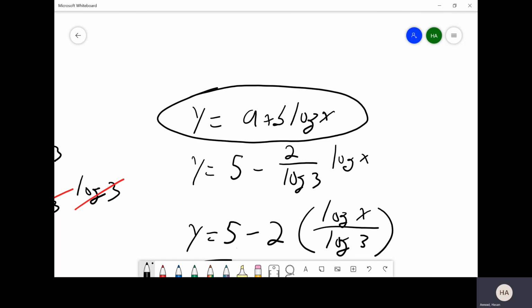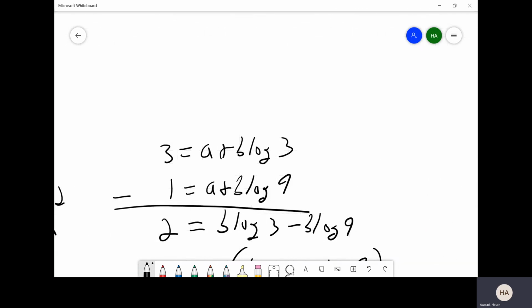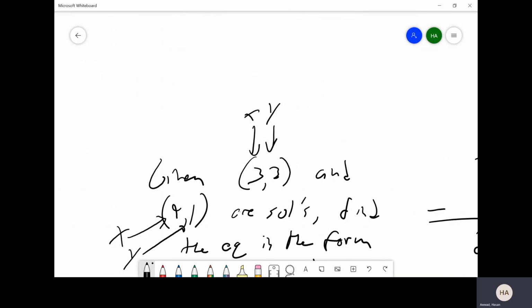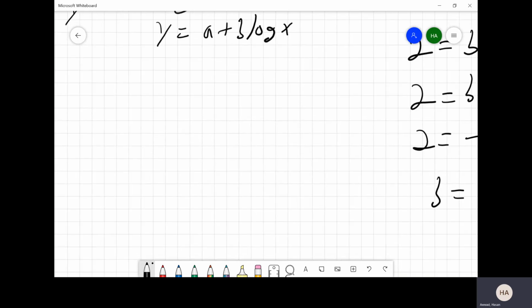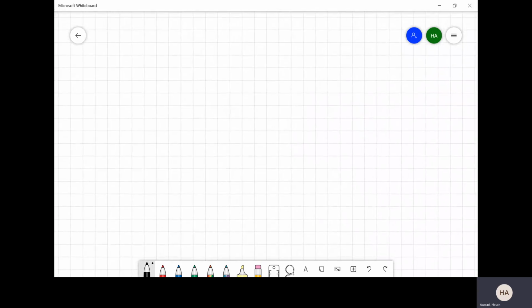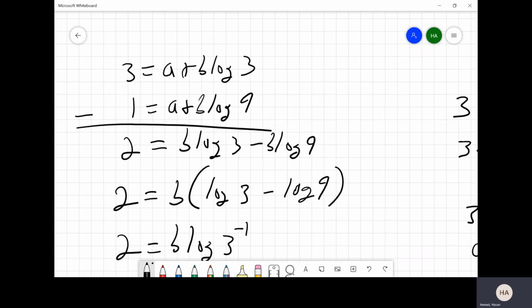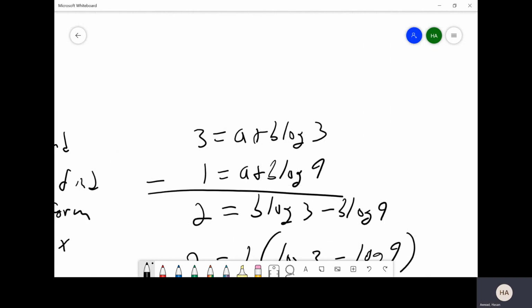The idea, again, just to run through the steps one more time, you're going to set up 2 equations given your 2 solutions, right? What were our 2 solutions? Our 2 solutions were (3, 3) and (9, 1). So we set up 2 equations as such, right? We just plugged in for y and for x.